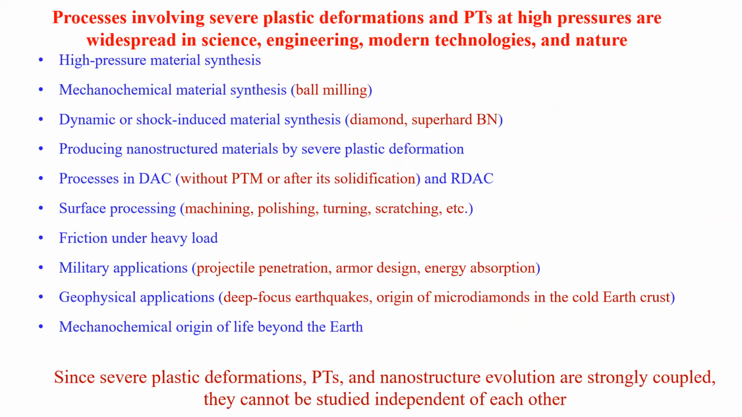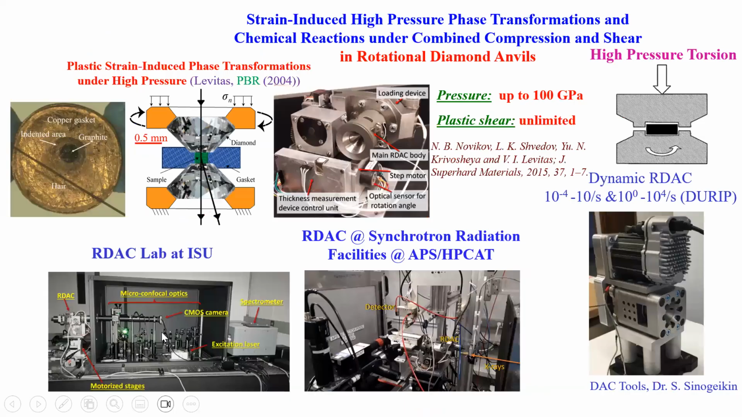technologies, and nature. Examples are material synthesis under static and dynamic conditions, mechanochemical material synthesis, producing nanostructured materials by severe plastic deformation, processes in diamond anvil cell and rotational diamond anvil cell, various surface processing, friction, various military and geophysical applications, and even the mechanochemical origin of life beyond Earth.